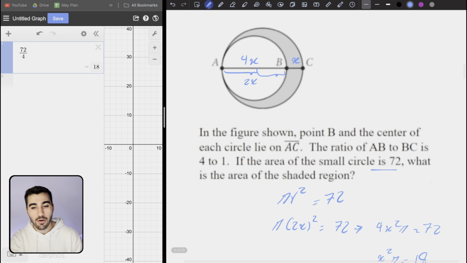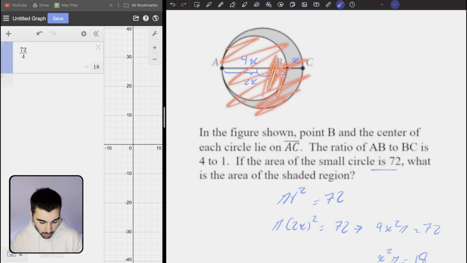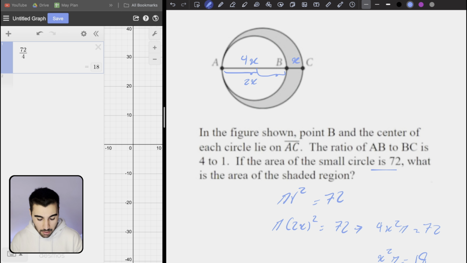Now, to find the area of the shaded region, we need to find the area of the larger circle minus the area of the smaller circle, right? So the area of the larger circle, this one, minus the area of this one is going to be this shaded region. So how can I find the area of the larger circle?